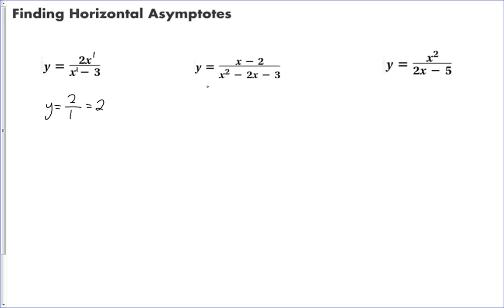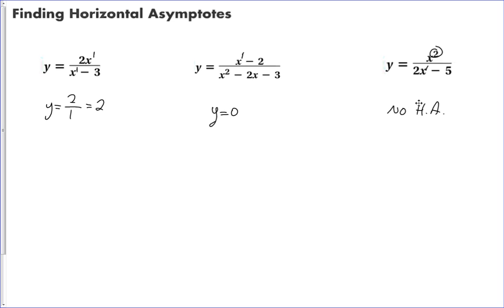All right? Let's look at this one. Here, the top is 1, the bottom is 2. So the top is less than the bottom. Okay, so it's simply going to be the line y equals 0. All right. Now if we look at this one, the degree of the top is 2, the degree of the bottom is 1. So if you look back at that chart, since the degree of the top is greater than the degree of the bottom, this function will have no horizontal asymptote.